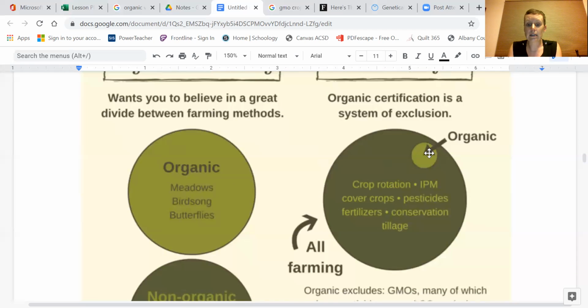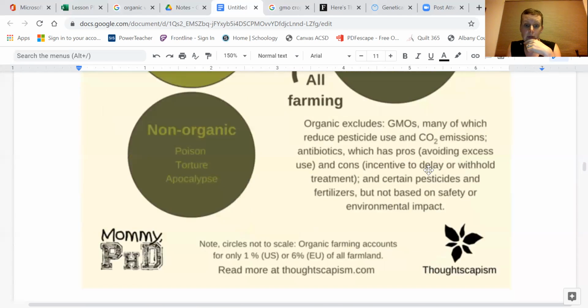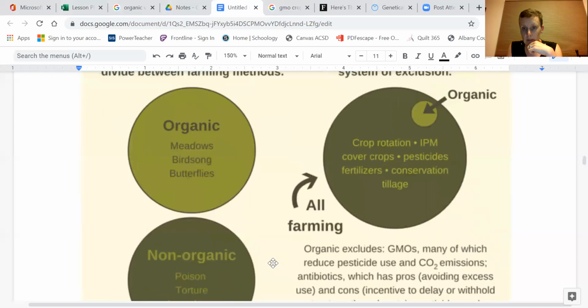So organic is a tiny percentage, and really this is too big of a circle. It says that down here. It's really only 1% of United States farming, but it excludes any farm that does crop rotation. IPM, I can't remember what the I stands for, but pest management. This is trying to manage pests before they get on the crops. It's kind of a system.